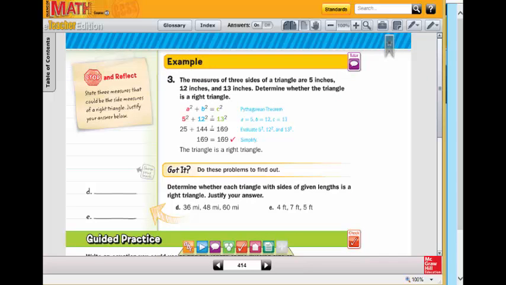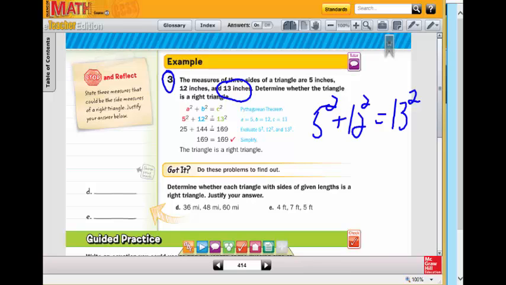So how do we use the converse? Let's take a look at it here. The measures of three sides of a triangle are 5, 12, and 13 inches. Well, immediately we can say that c has to be the 13 because it's the longest, and the hypotenuse of a triangle always has to be the longest. So we can say that equals 13 squared because that's the c squared. So a squared and b squared could be the other two in any order. So we would have to say 5 squared plus 12 squared. Does that equal 13 squared?